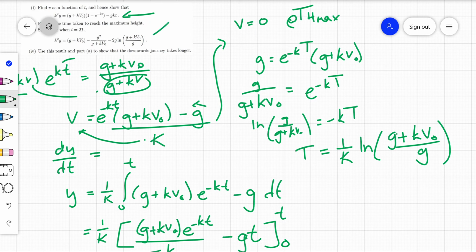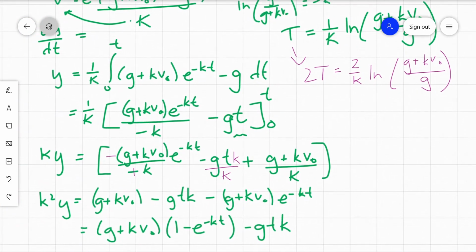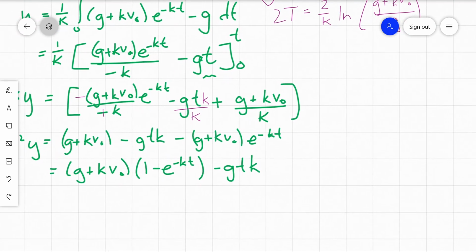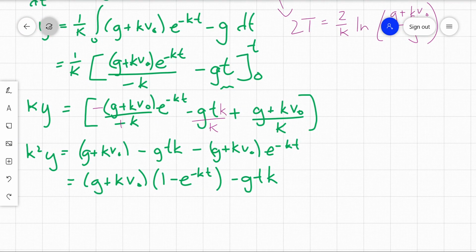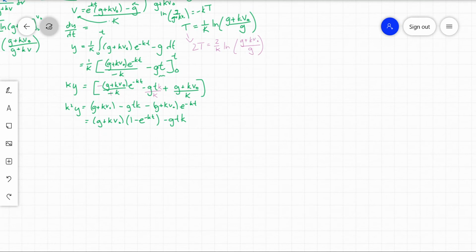If I want to show this equation here, it says when time is 2t. So if I take my time here and double it, clearly we're just going to get 2 on k log (g + kv0) on g. So if I then sub that into this equation that we got, where is it? The k squared y equation. Yeah, so I'm subbing that into this equation here.